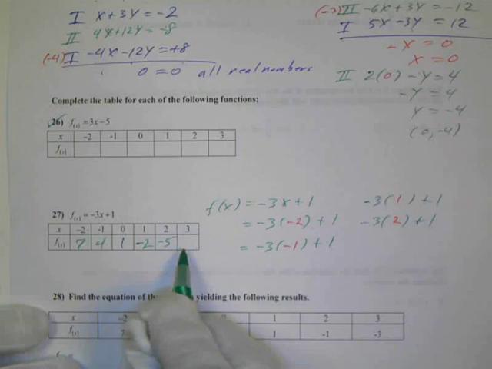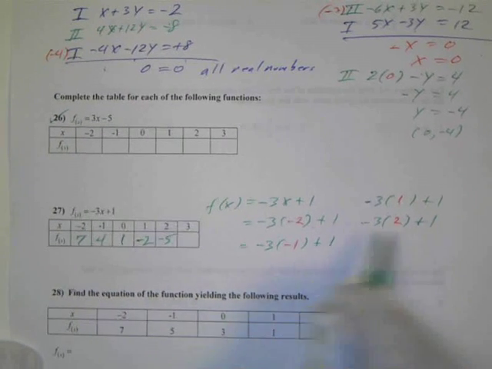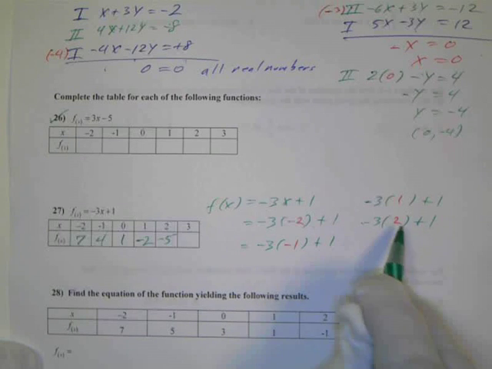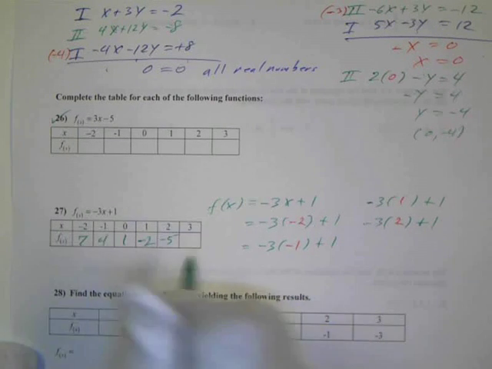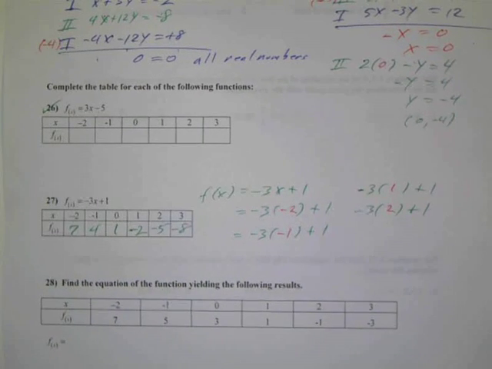What do you think the next one would be? Looks like it would be negative 3 times 3 is negative 9, plus 1 is negative 8. So those are your values. You just put them in.